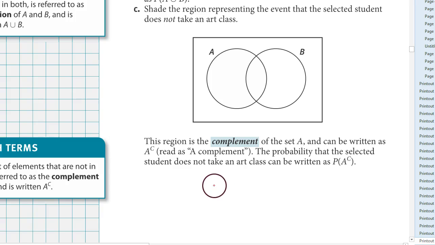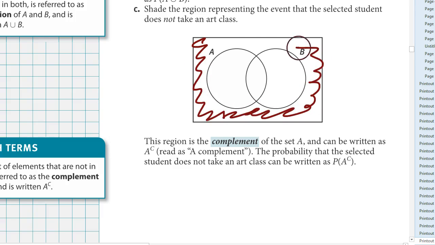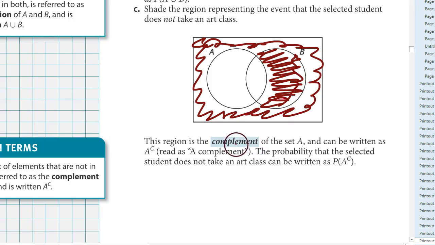Now question C. Show the region that represents the event that a selected student does not take art. So everything that's not in the art circle, that would be all of this. Everything not in any of the circles, along with all of these who are only in circle B. What is shaded is the complement of set A. And one way to write complement using symbols is A, and then in the upper corner to write C for complement. A complement.